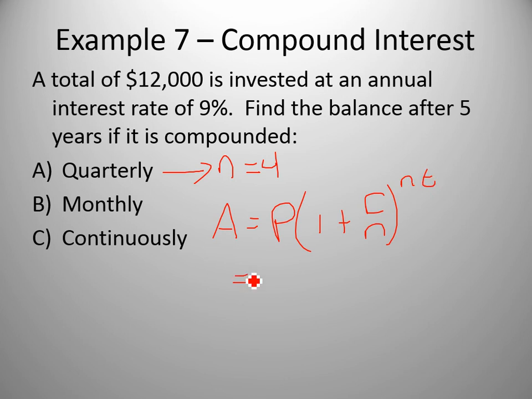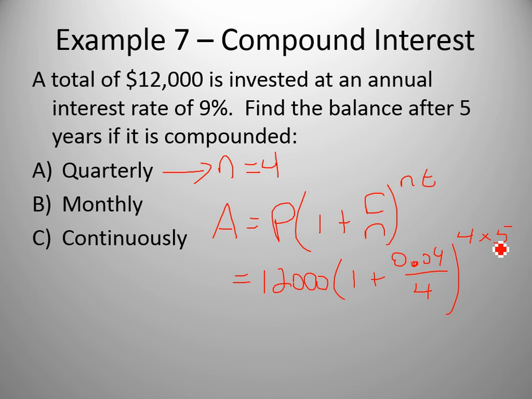So if I just substitute my values in here, I got a value of P of 12,000, and this would be 1 plus, the interest rate is 9%, so that'll be 0.09, divided by 4, that's how often your interest is compounded, that's n, and then to the n times t power would be 4 times 5 years.